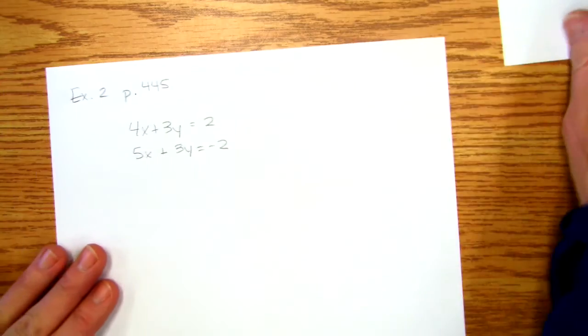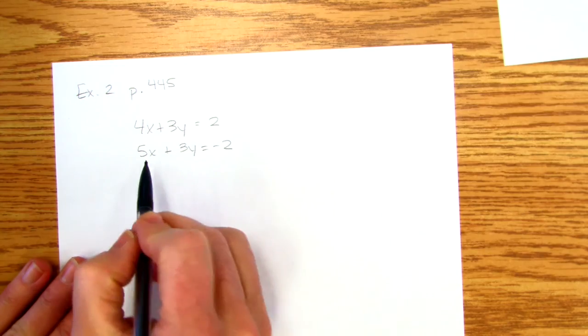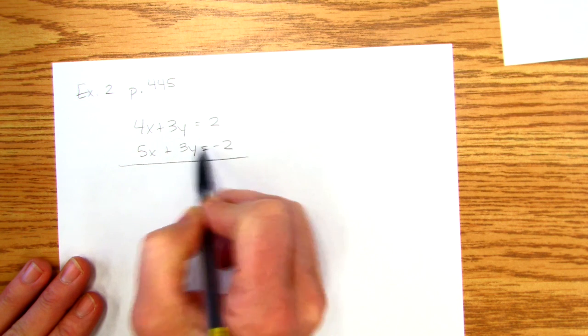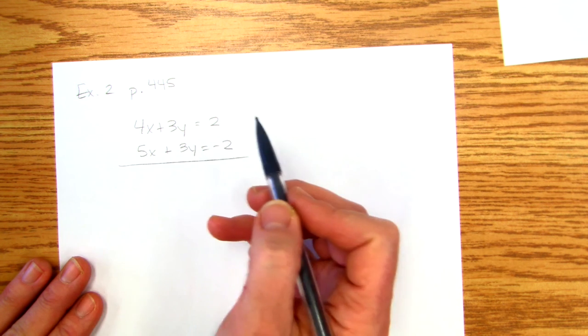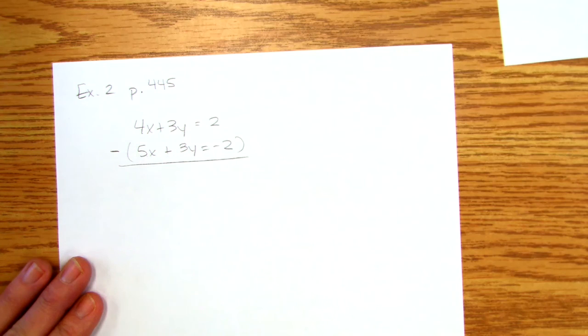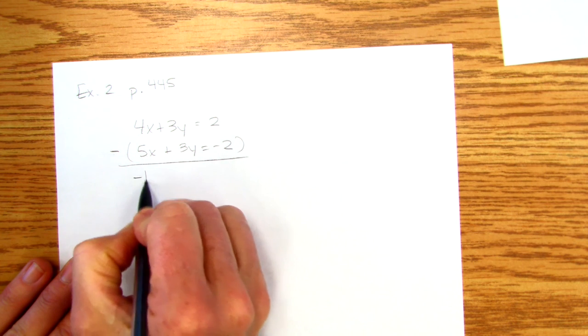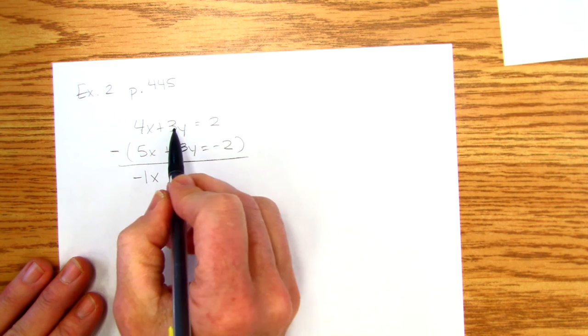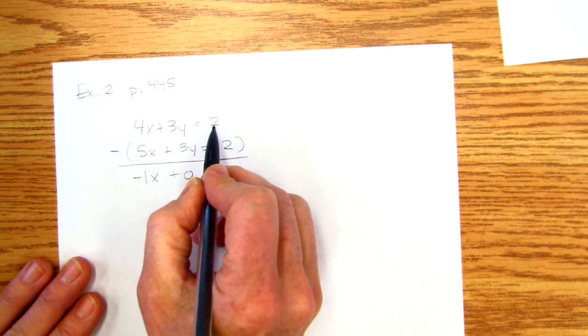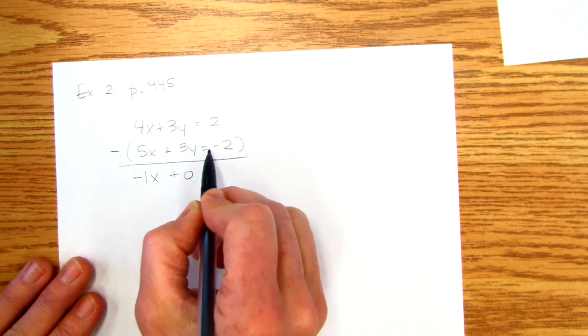So let's do this one. This is example 2 on page 445. Well, since these both have the same sign, if I added them, I'd get 6y. These don't have the same quantity, so I can't do anything with those. So instead, I'm going to subtract. So 4x minus 5y is negative 1x, and then 3y minus 3y is 0. And be careful here, 2 minus a negative 2.